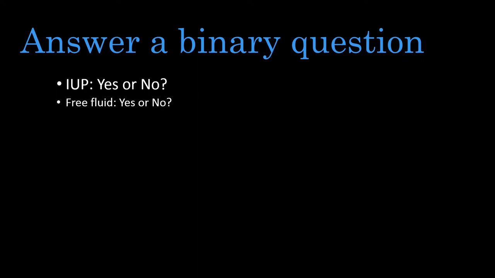The goal of this procedure is to answer a binary clinical question. And the question here is: is there an intrauterine pregnancy, yes or no? We want to rule in an intrauterine pregnancy. We don't want to rule out an ectopic pregnancy. So that is a very important distinction. Secondarily, we can assess for findings of ectopic pregnancy, including whether there's free fluid present, yes or no.